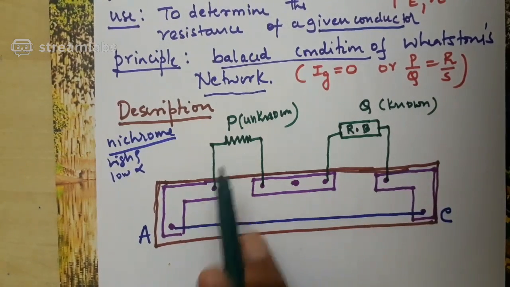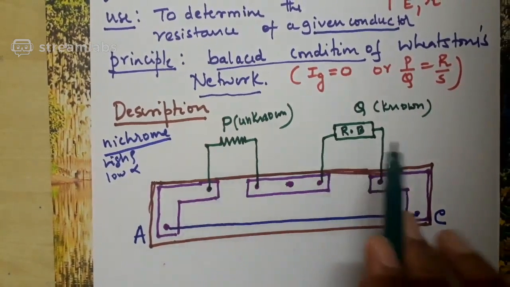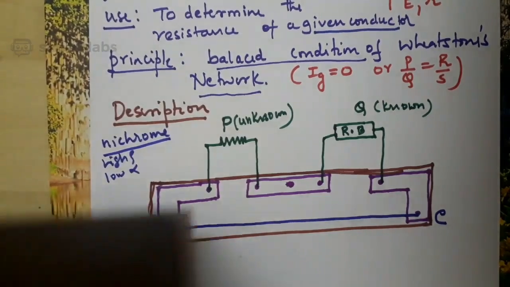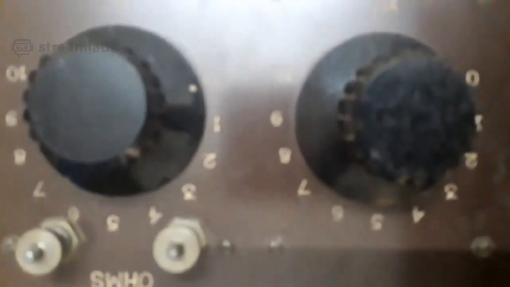P is unknown. It is a conductor whose resistance has to be found. Q is known to us. And the resistance box, the other day I showed you the picture. I have a real resistance box with me. I'll just show it to you in front of your camera. Try to see it. Try to understand this. You might have seen this resistance box.